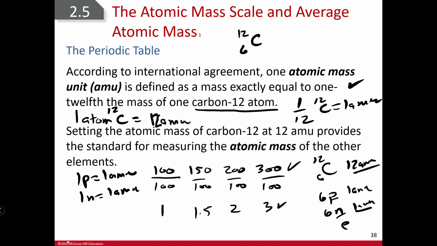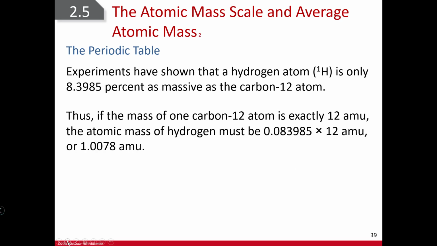I like this thought better just because I see now where 1 proton equals 1 atomic mass unit and 1 neutron equals 1 atomic mass unit comes from. But either way it works, all right? So all elements on the periodic table are relative to carbon-12 so that we have much more manageable numbers to work with, not exponents like 10 to the negative 24th grams.